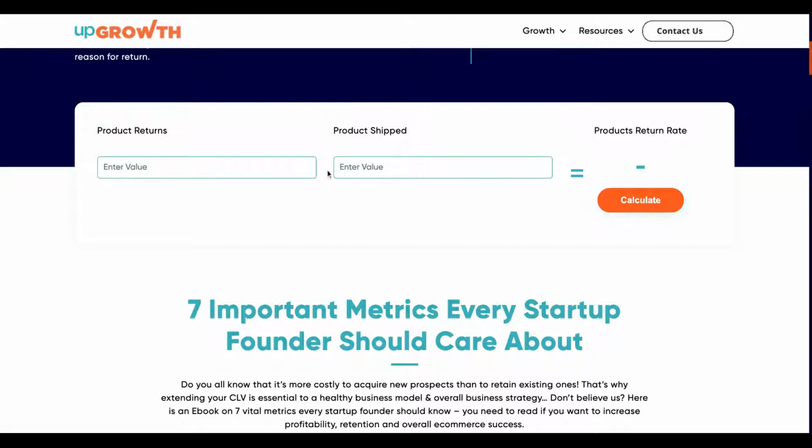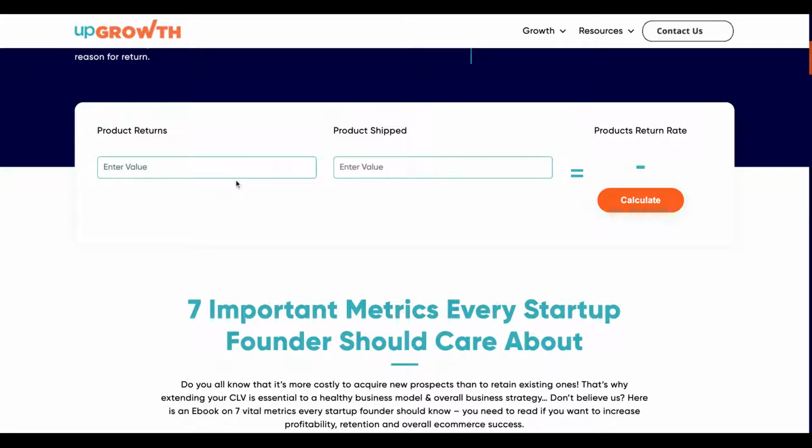As you look at this interface, it's very easy to use. Here you need to input two variables, which are product returns and product shipped. So two key inputs. Product returns is the total number of products that customers have returned over a specific period. It could be due to multiple reasons. Returns can happen for reasons including product defects, wrong sizing, or simply buyer's remorse.